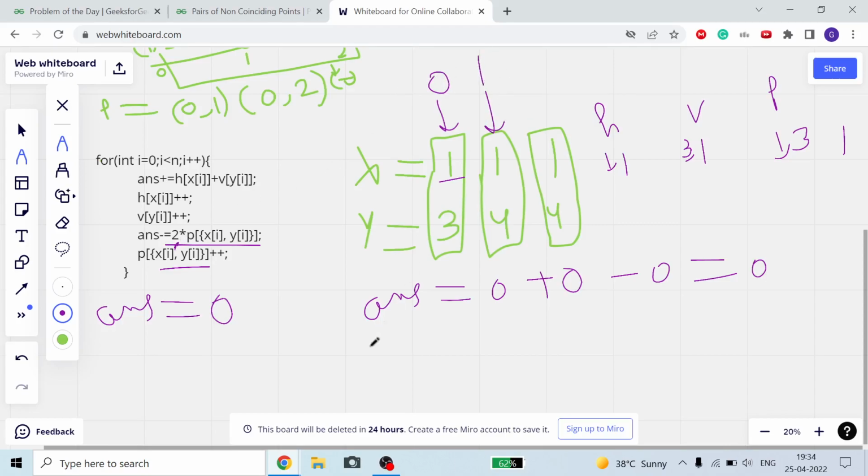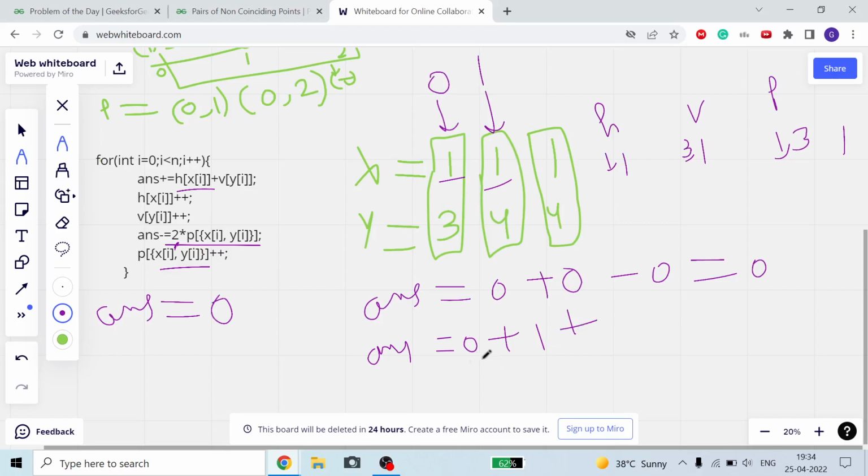Now we are at this index. Now what is my answer? Answer plus equal to, or we can say answer is equal to answer plus h of xi. Initially the answer is 0, so answer plus, now h of 1 is 1, so plus 1.